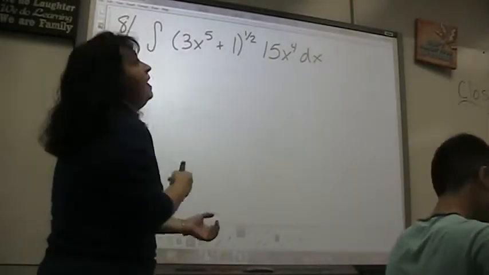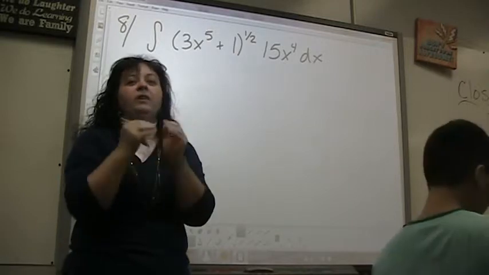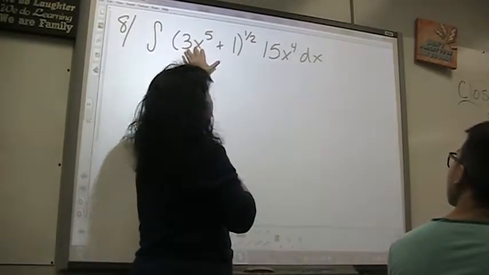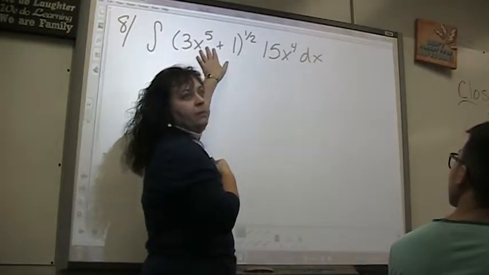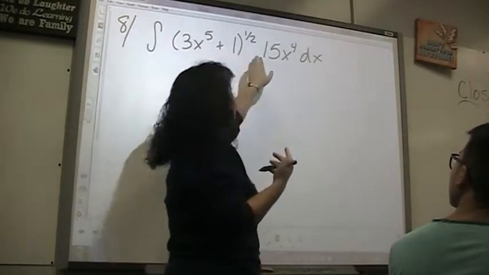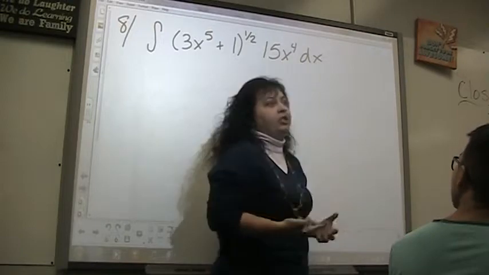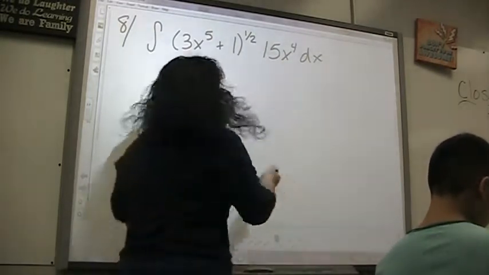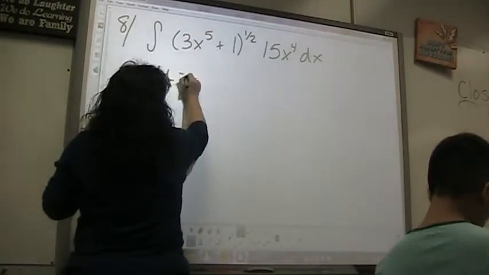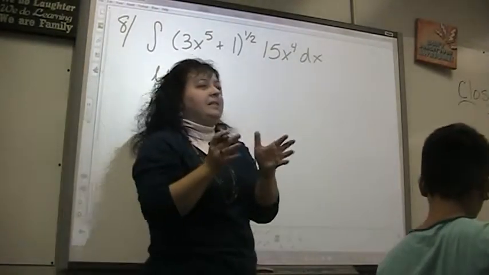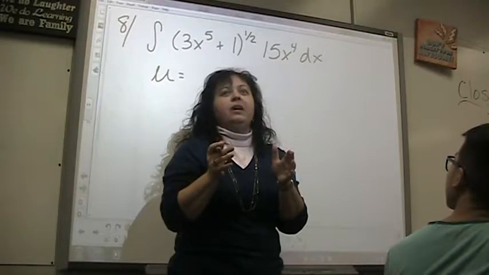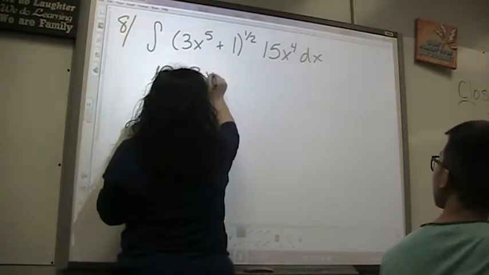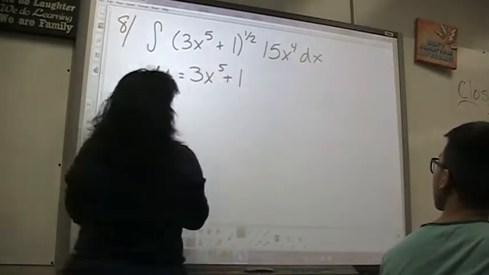This is what you need to do to determine if you need U substitution. Quickly, what's the derivative of this? X to the 4th, right? Guess what I have? X to the 4th. This is a quick way of knowing if you need U substitution or not. So for U sub, I'm only going to put the inside. I can handle that exponent, I just can't handle the inside. So this will be 3x to the 5th plus 1.